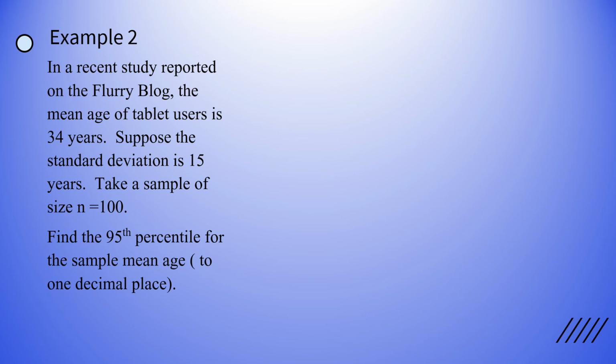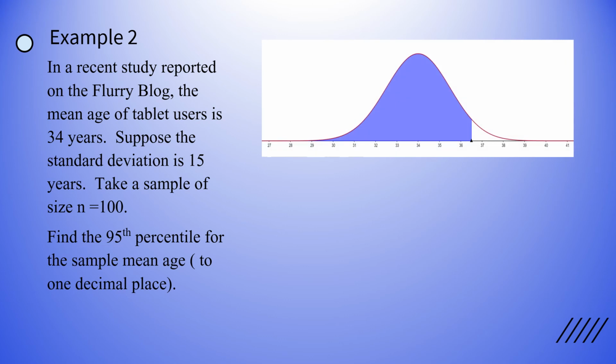So we are trying to find the value on the x-axis such that the area to the left of it is 95%. The area to the left of it is 95%. So this shaded region here is 95%. We are trying to find the point on the x-axis. So we can make use of the inverse norm key. Inverse norm takes the area to the left, the mean, and the corresponding standard deviation.